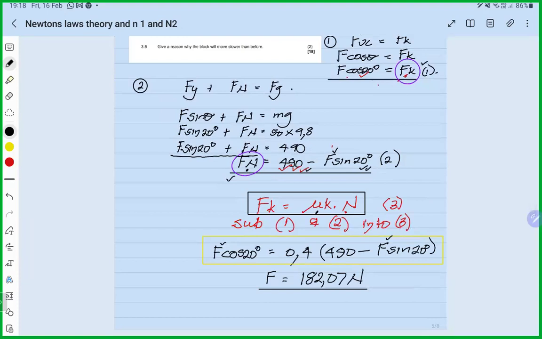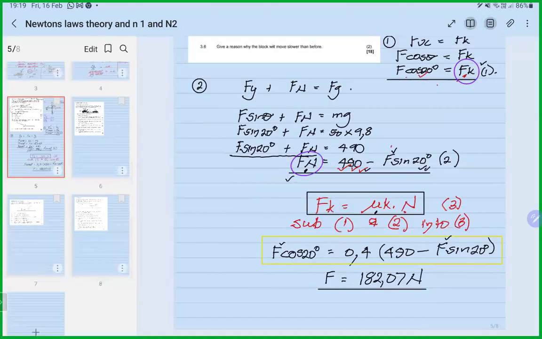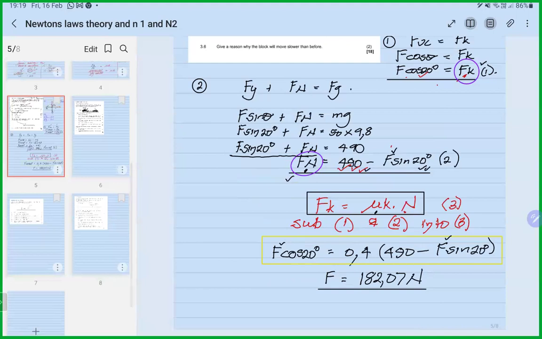Why is it easy to find the normal? Because you've got an equation for the normal there. It's 490 minus F sine 20. So you can just go straight into equation 2 and solve for this. I need another page. I'm going to take this up.